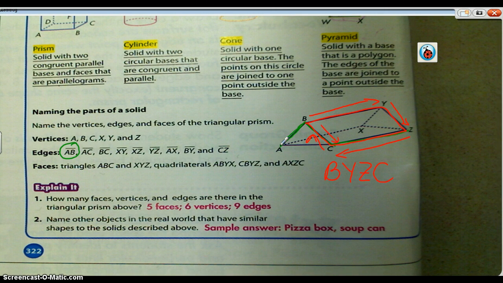I either have to go in order this way, or I can go in reverse order. But they have to stay in order. I could say YZCB, that would be fine. ZCBY, that would be fine, as long as they go in order. I cannot jump around. Okay? Triangle BAC, or CAB, or ABC, however you want to call it, as long as you know that the letters you give are the vertices of the face. Okay? Questions about that? Pretty simple, right? You've had it for a long time.